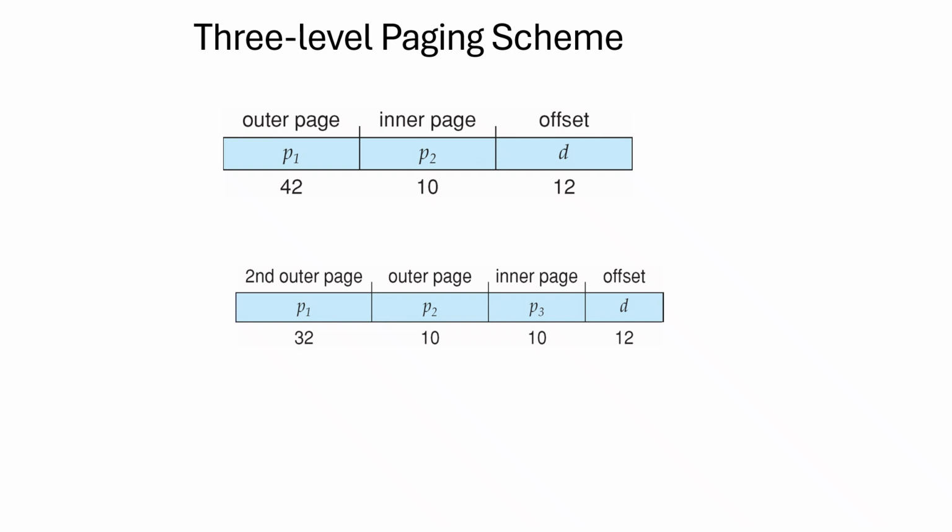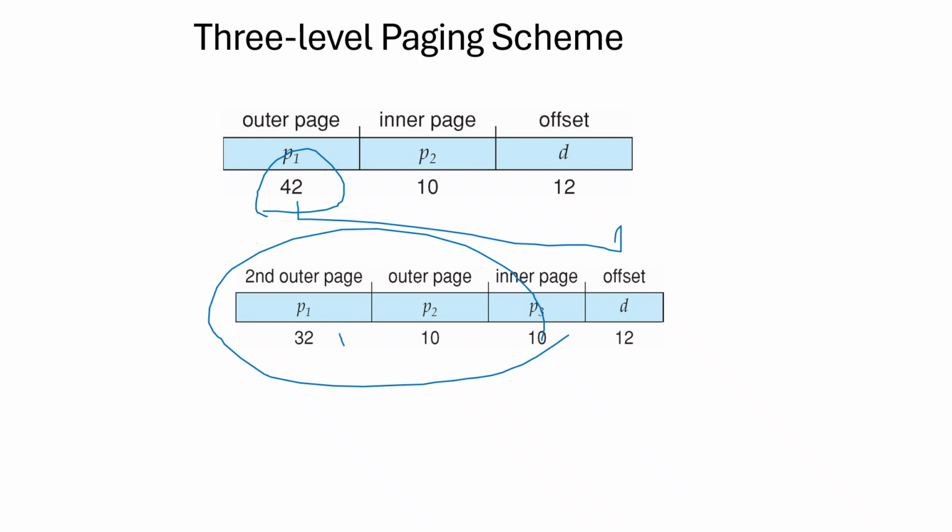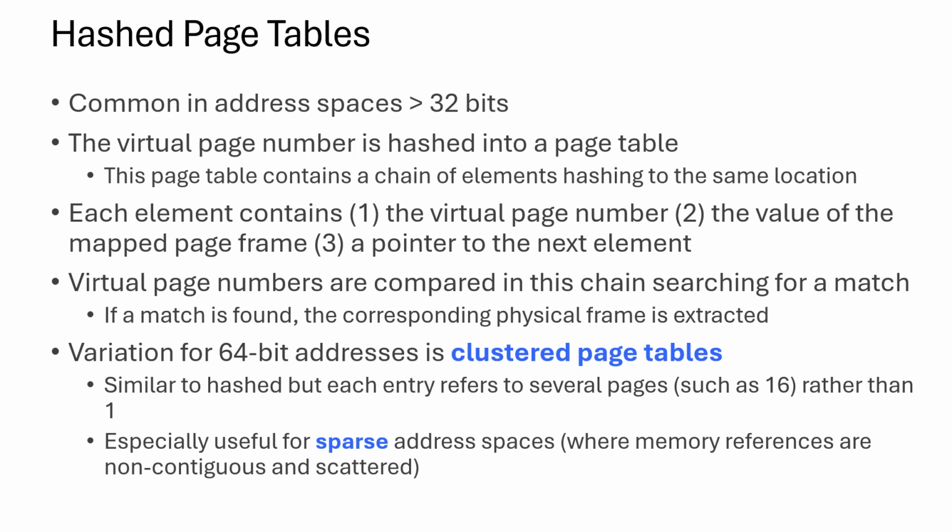So we have to go for three-level paging. The 64 bits can be divided into three levels. The outer level P1 contains the information about P2, P2 has P3, and P3 has the frame number to add with the offset. So when the memory size increases, we have to go for different levels of paging.